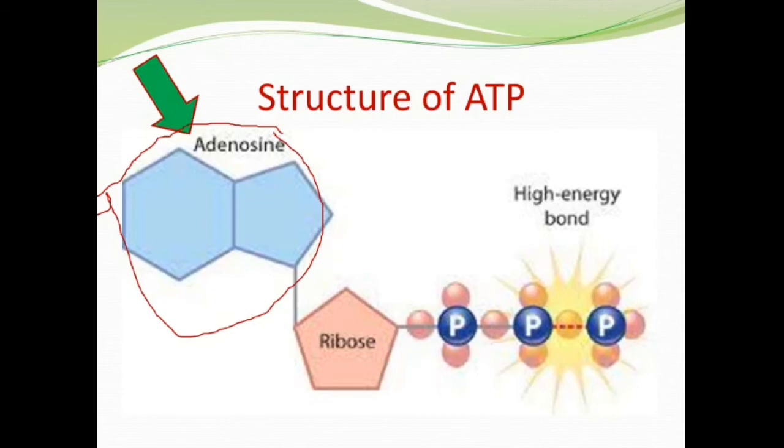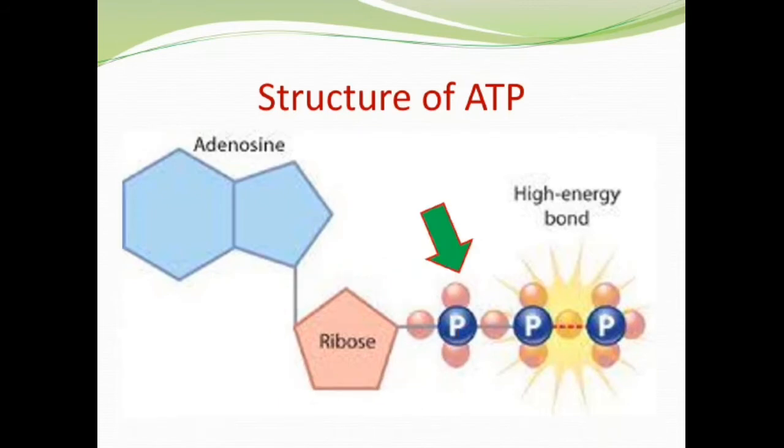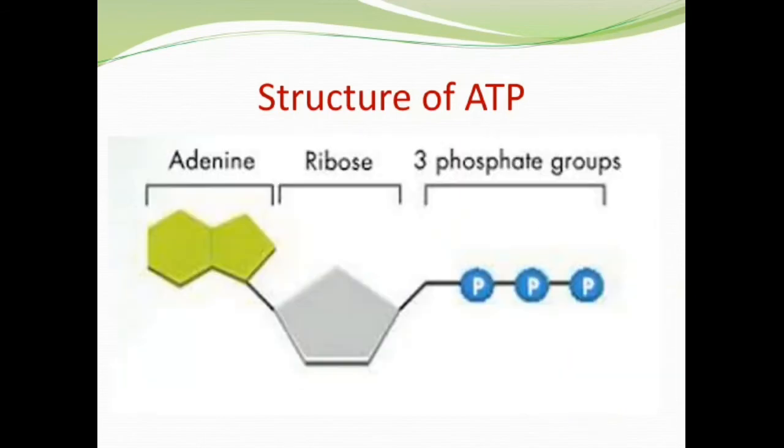This is adenosine. Now, moving on to the second structure, that is ribose. Ribose is basically a 5-carbon sugar, as you can see in the picture. It's highlighted. And this is basically a sugar molecule. Next, moving towards the third structure. As you can see, these are the high energy bonds, and there are 3 phosphate molecules attached. So these are the 3 structures of ATP: adenine, ribose, and 3 phosphate groups.